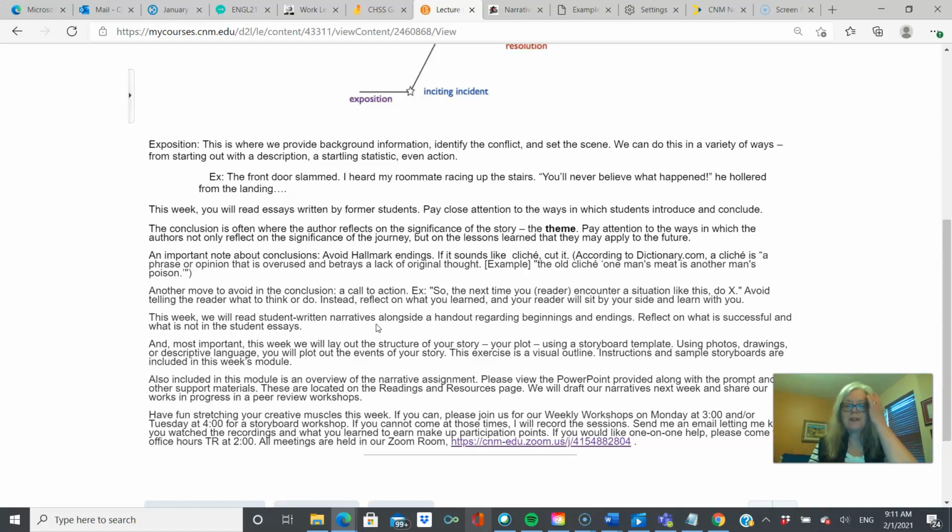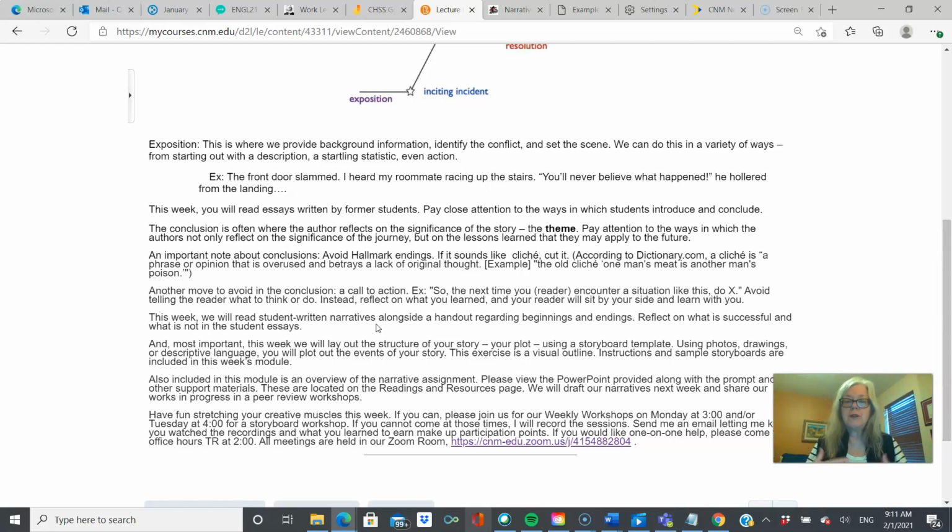The other thing to avoid is the call to action. The next time you do blah, blah, blah, do blah, blah, blah. And that clobbers your reader over the head and makes them think that you're telling them what to do. Most readers resent that. How do you feel about being told what to do? I mean, if your parent comes to you and says, "I told you so," you're going to say, "Ugh," right? Or some other colorful words.